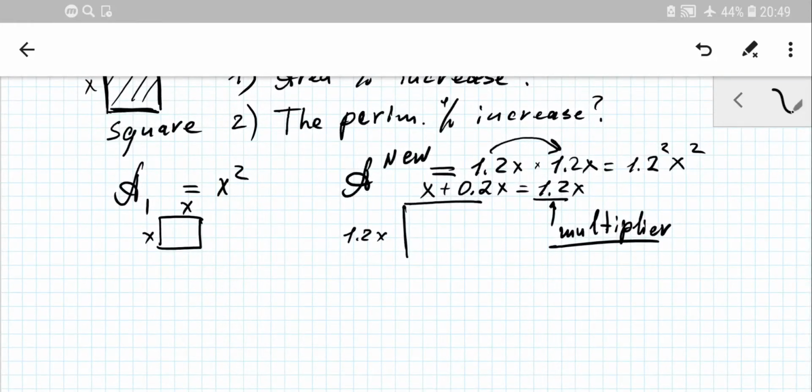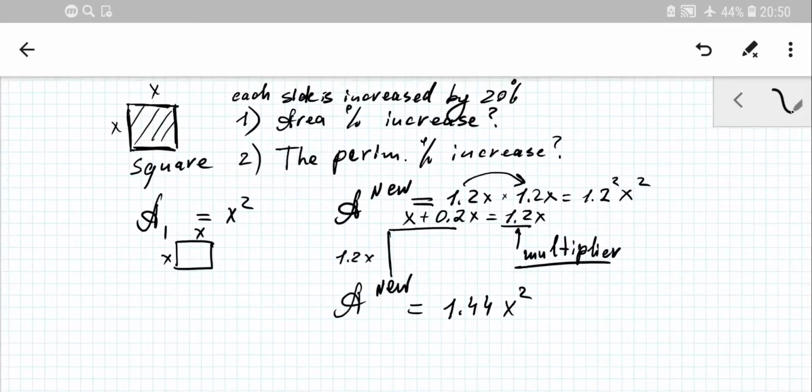So first of all, let's calculate the new area. So 1.2 squared. You can freely use your calculator and just simply calculate. So you've got 1.2 squared, you've got 1.44 x squared. That stands for the new area. And how to find the percentage increase?